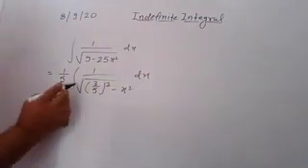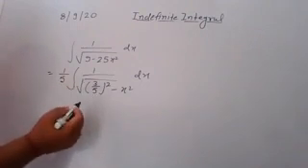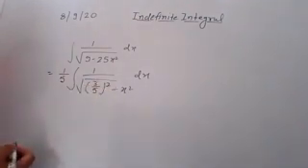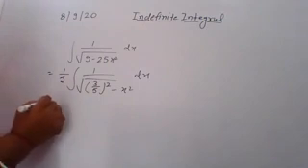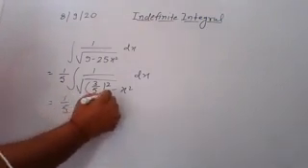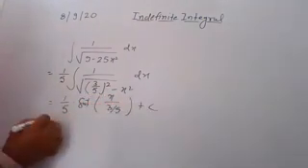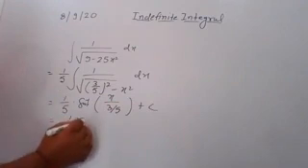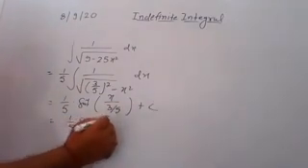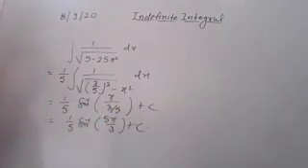Okay, now in which form is it? Integration of 1 upon under root a square minus x square, which is what? Sine inverse x by a. So write 1 upon 5 sine inverse x by a, meaning 3 by 5, plus c. That can be written as 1 by 5 sine inverse 5x by 3 plus c is your answer. That gives your answer.